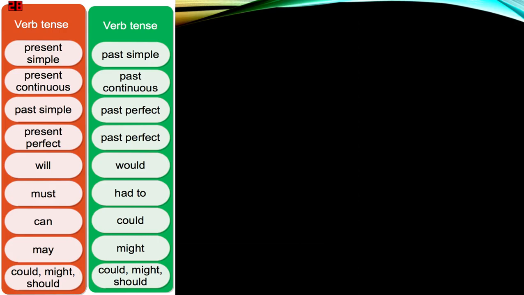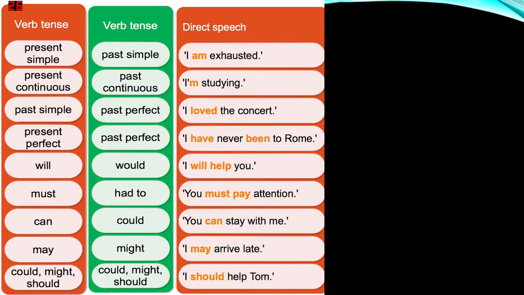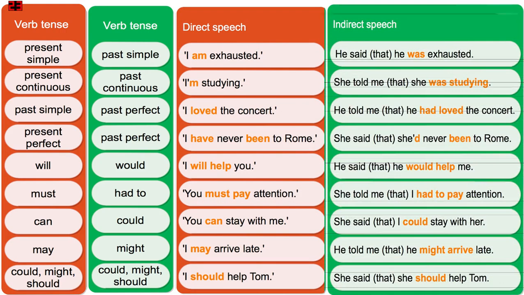إلا كان عندنا will تترجع would, must had to, can could, may might. آخرين ما كيبقاش فيهم تغيير. نعطيكم مثال: I am exhausted غترجع he said that he was exhausted، تعبان. I am studying, he told me that he was studying. I loved in the simple past, he told me that he had loved. I have never been to Rome, he said that he had never been to Rome.